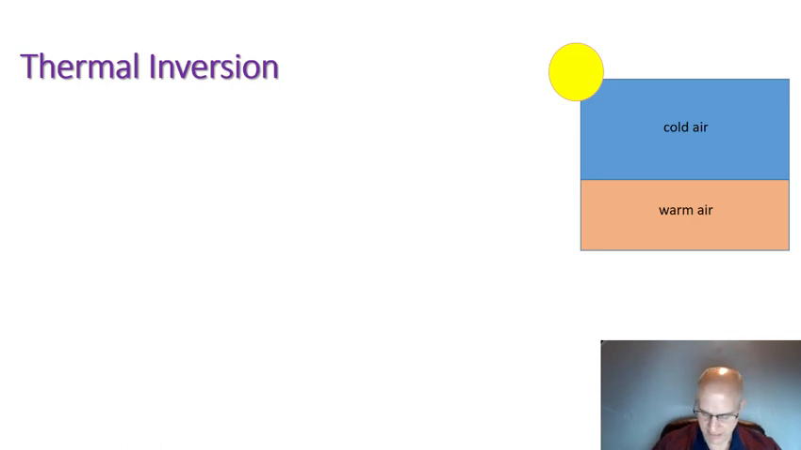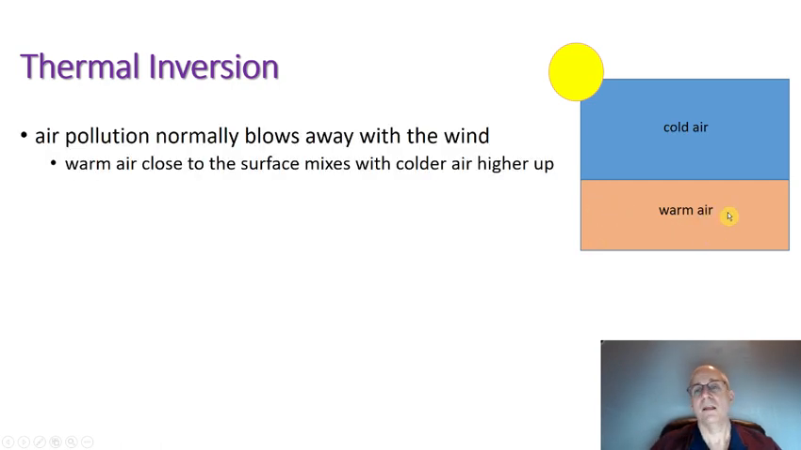So here we see a typical environment. Here you see the sun. High up in the atmosphere, we have cold air, and then down closer to the Earth, we have some warmer air. Under these circumstances, as pollutants are produced in the lower parts of the atmosphere, the warm air closer to the surface is able to mix with the cold air higher up, and as a result, any smog that's produced is allowed to move up away from where the people are into the upper atmosphere and blow away.